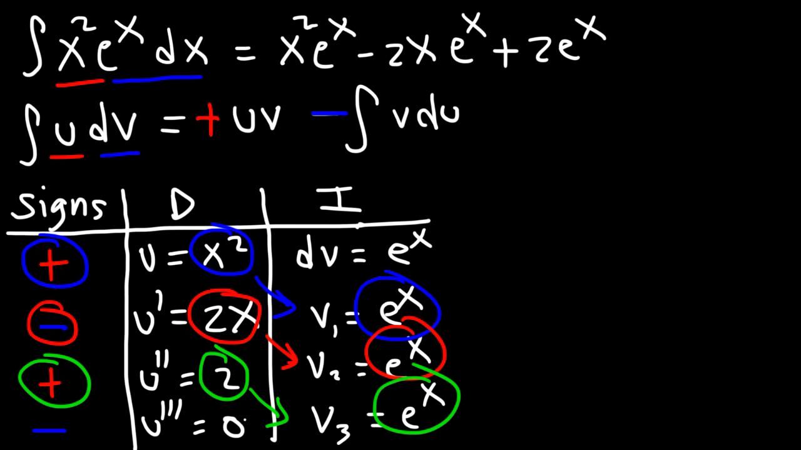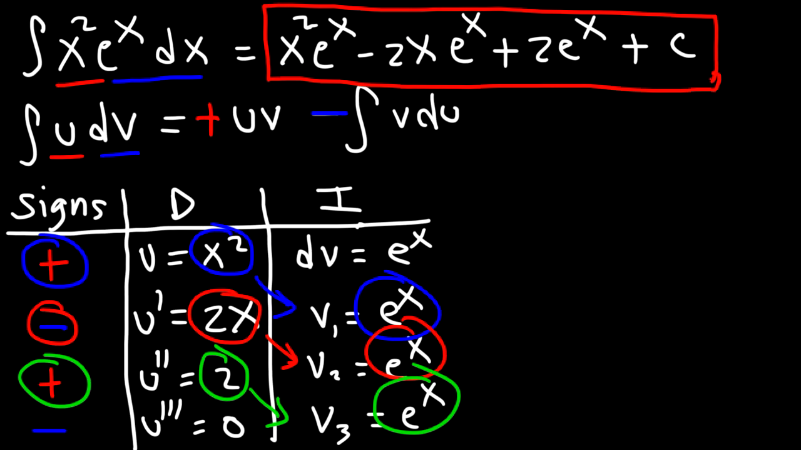Now the next term, u triple prime is 0, and 0 times anything is 0, so we don't have to worry about that. So we could just add plus c at this point. So this is the answer. And now you know how to do integration by parts the fast way using the tabular method. So let's work on some more examples.